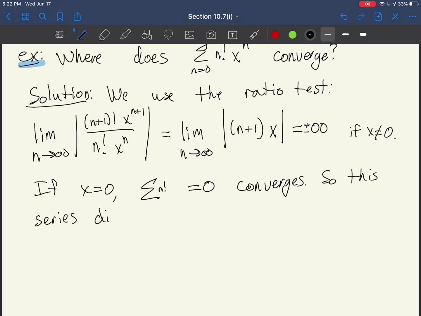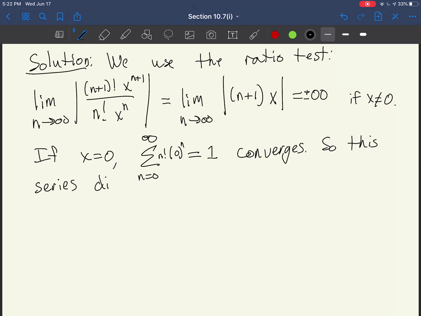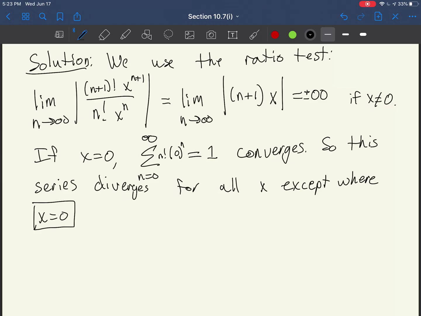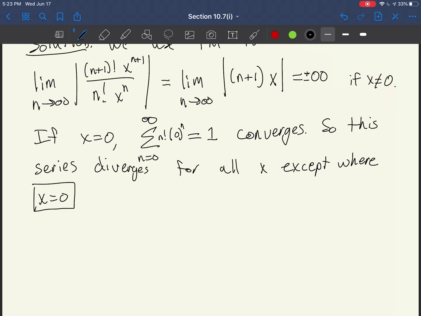I made a boo-boo. We have n factorial times 0 to the n for n equals 0 to infinity. I forgot about the first term. When n equals 0, we have 0 factorial times 1, which is 1. So this series diverges for all x except where x equals 0. So this is the only time that it will converge.